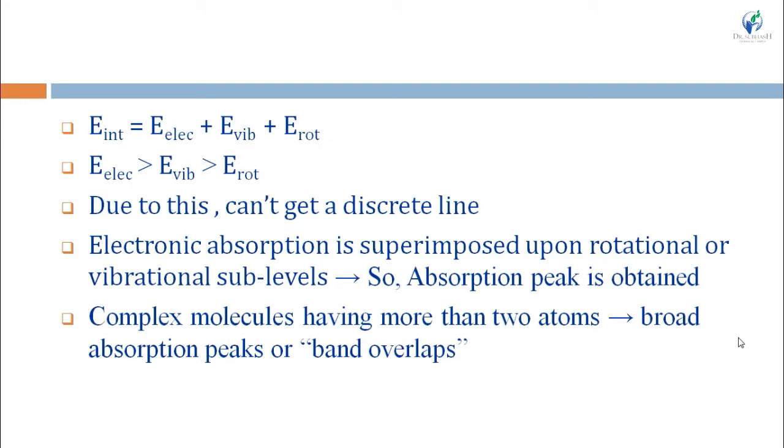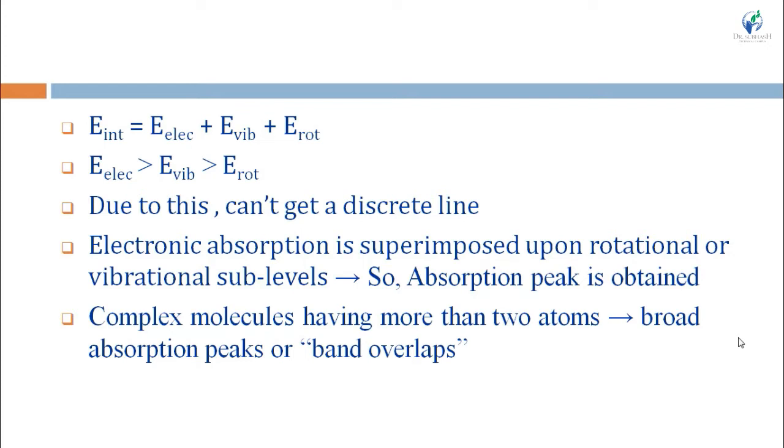Now, we have already seen in previous lectures that the internal energy of any molecule is the total of electronic energy, vibrational energy and rotational energy. The magnitudes of these energies are in decreasing order from electronic energy to vibrational energy to rotational energy, which means electronic energy has the highest magnitude and rotational energy has the lowest magnitude, and vibrational energy has less magnitude than electronic and more magnitude than rotational energy.